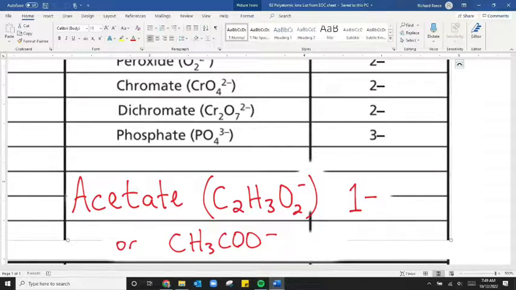It's got a 1 minus charge, and for some reason it's not on this list, and I think it's a pretty important polyatomic ion. Now there's really like 100 of these, all right? These are just the more common ones that you might see in a high school chemistry class that we have on this list right here.